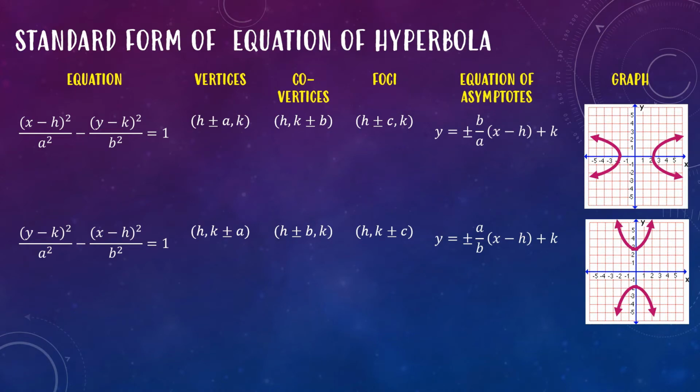So, kung ingani ang standard form, we have vertices at h and k plus minus a. Again, ang center is h and k. Co-vertices, we have h plus minus b and k. For foci, we have h and k plus minus c. And for the equation of asymptotes, we have y equals plus minus a over b times quantity of x minus h plus k.